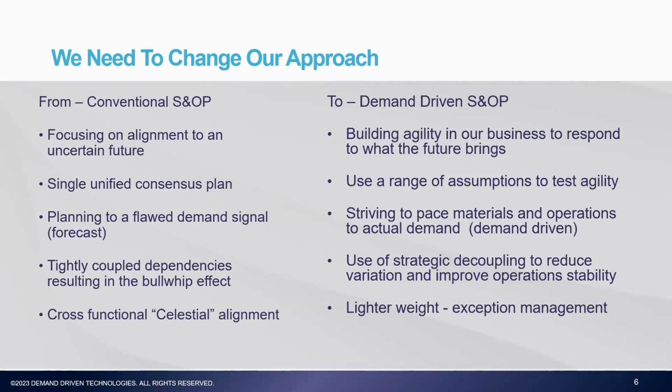And if we can move to, instead of celestial alignment, as I call it, on the traditional S&OP, where we've got to get all the stars and planets aligned, if we can go instead to an exception management thought, then we can make this process lighter weight, but actually get more value from it, because we're going to focus on those things that are really going to be relevant and make sure we take corrective action.